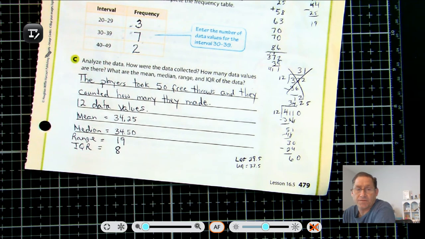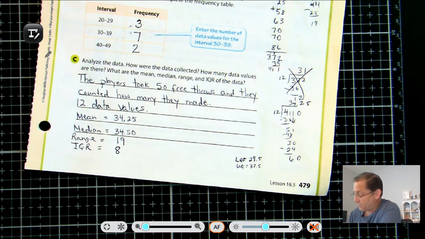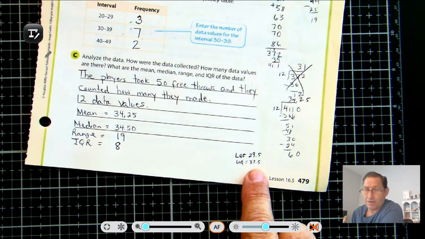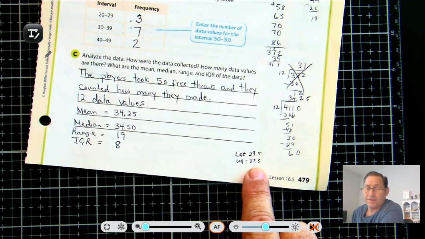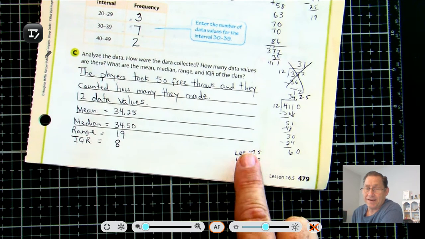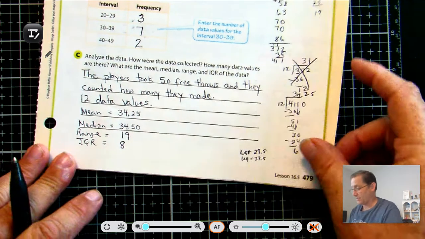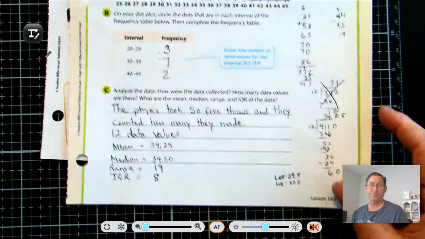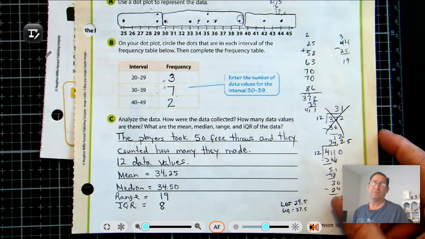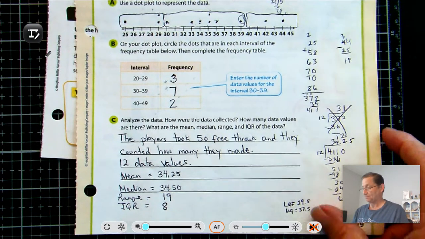As I was looking at the notes for this, the teacher's edition actually lists the interquartile range as 6. But if the upper quartile is 37 and a half and the lower is 29 and a half, it has to be 8. So, all right, so there's the information we can get from the players shooting free throws.